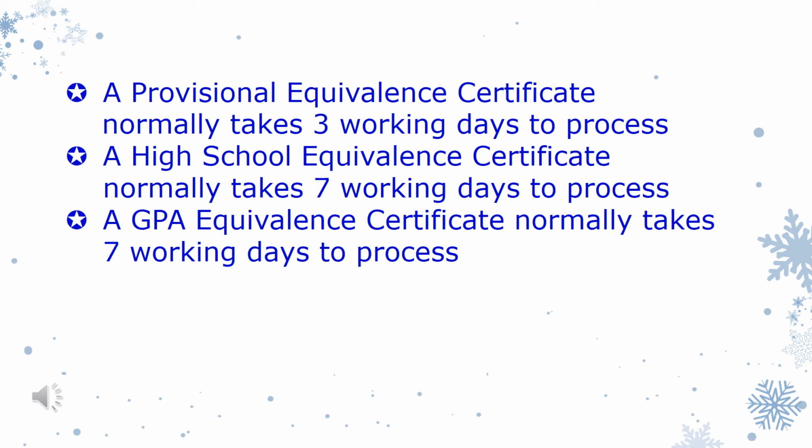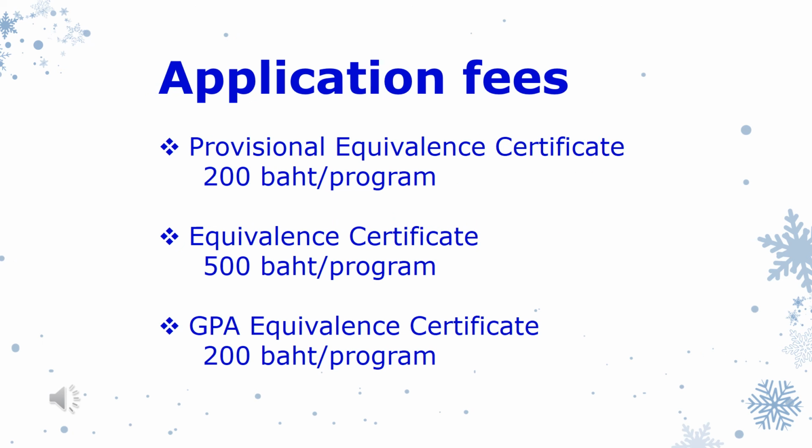A provisional equivalence certificate normally takes 3 working days to process. A high school equivalence certificate normally takes 7 working days to process. A GPA equivalence certificate normally takes 7 working days to process. These are the fees for the certificates: Provisional Equivalence Certificate 200 baht per program, Equivalence Certificate 500 baht per program, and GPA Equivalence Certificate 200 baht per program.